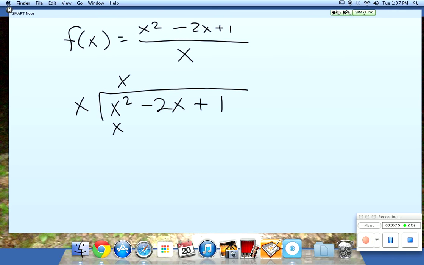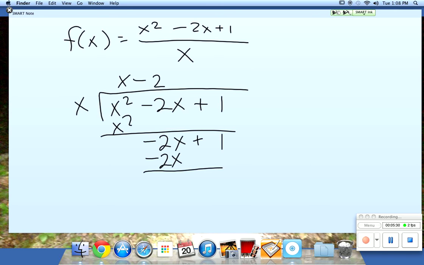And now I can multiply this through. I get my x squared. Subtract this, I come up with a minus 2x plus 1. I subtract this by a minus 2x. And I'm ending up with a plus 1 down here. So when I divide this through, f of x actually equals x minus 2 plus 1 over x. And you graph it.